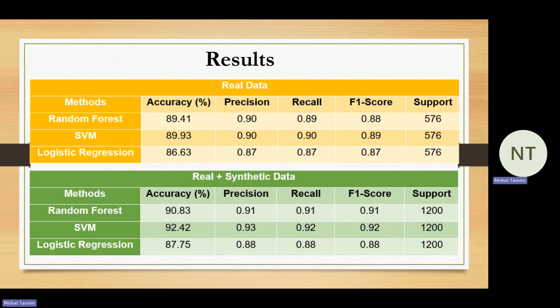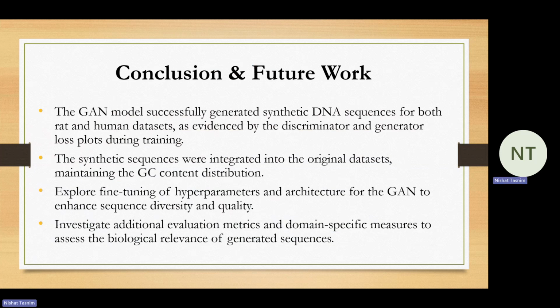This underscores the importance of using synthetic data for training and testing when actual data may not be balanced. In future, we will explore fine-tuning of hyperparameters and architecture for the GAN to enhance sequence diversity and quality, and we will investigate additional evaluation metrics and domain-specific measures to assess the biological relevance of generated sequences.